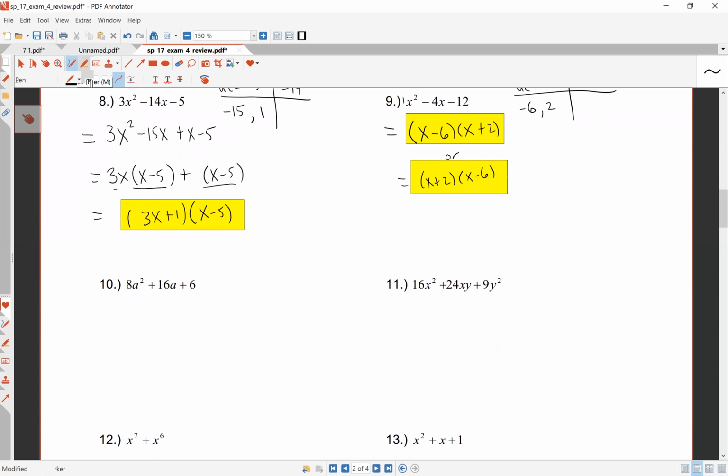Number 10, the numbers are a little bigger this time. 8 times 6 is 48. But then I realize or recognize that I can take a 2 out of each one of those terms, giving me 4a squared.